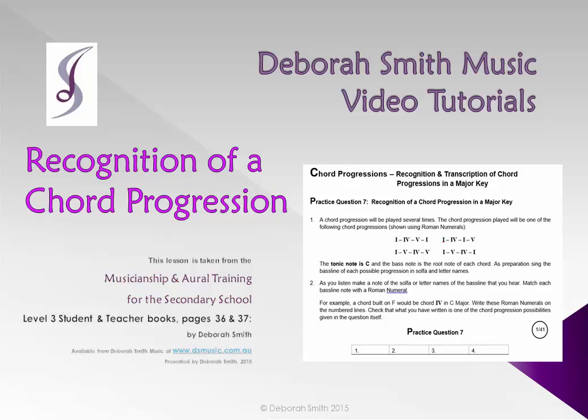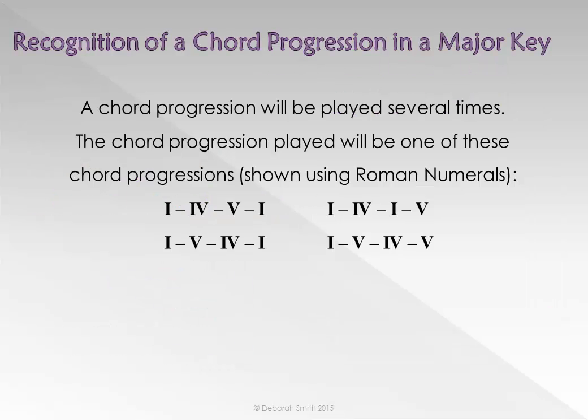Level 3, Section 3, Chord Progressions. A chord progression in C major will be played several times. The chord progression played will be one of the following 4 progressions.